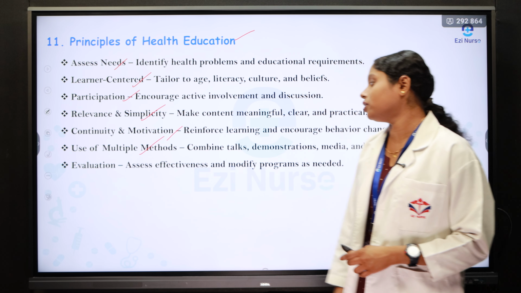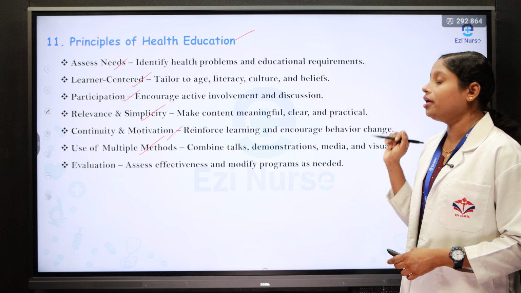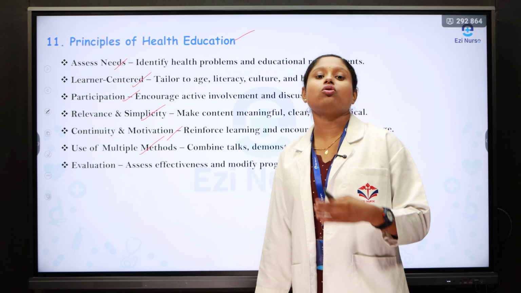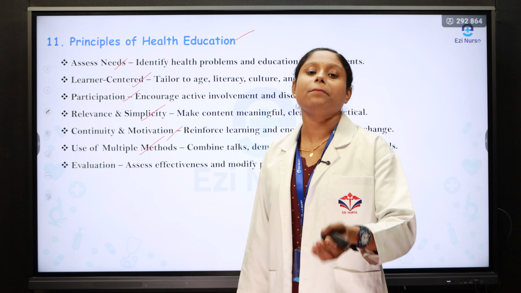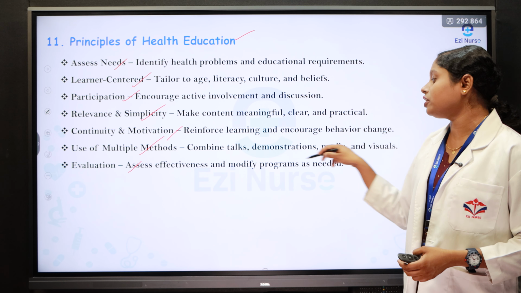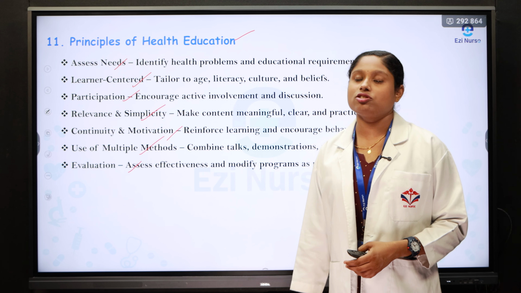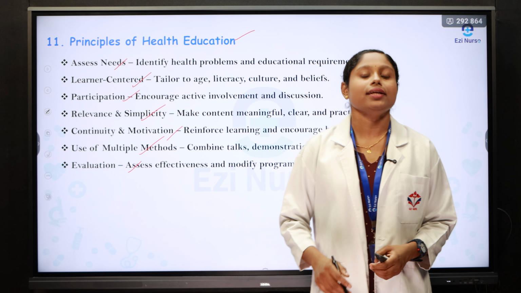Next, use multiple methods. Combine talk, demonstration, media and visuals. You need to use audio-visual aids in a combined way. You can use talks, demonstration, media and visuals. Next is evaluation. Assess the effectiveness and modify the program as needed. So these are the principles of health education.